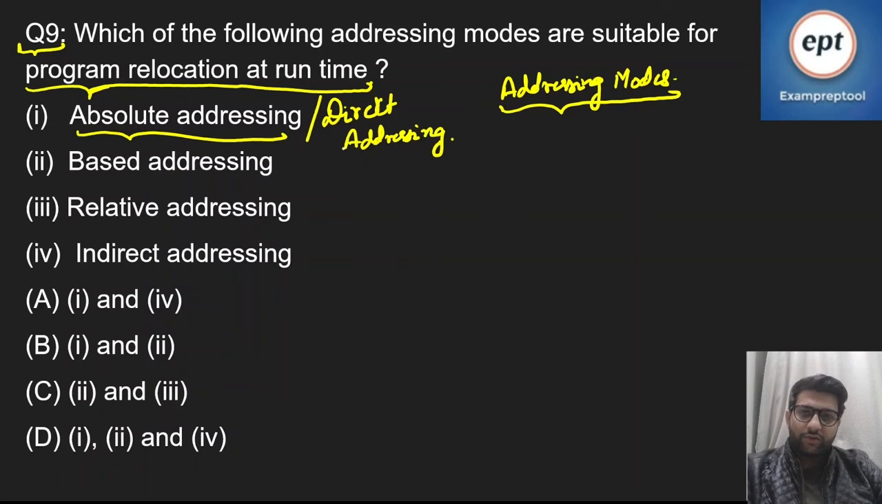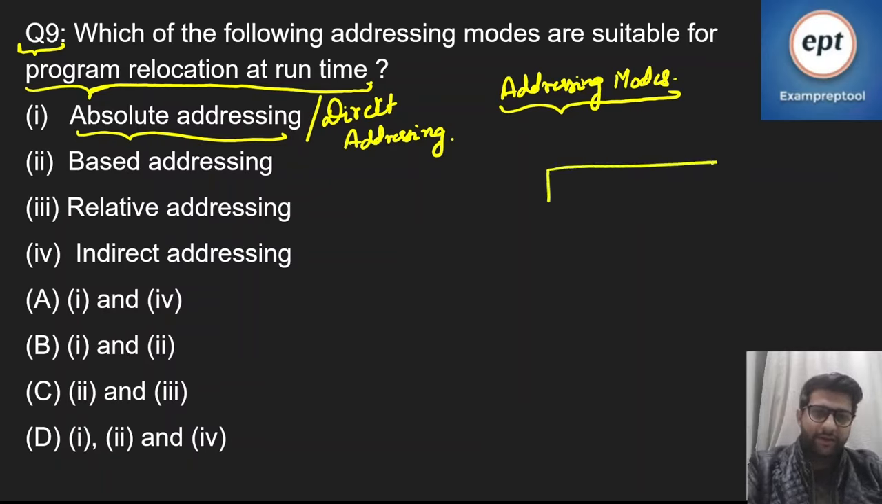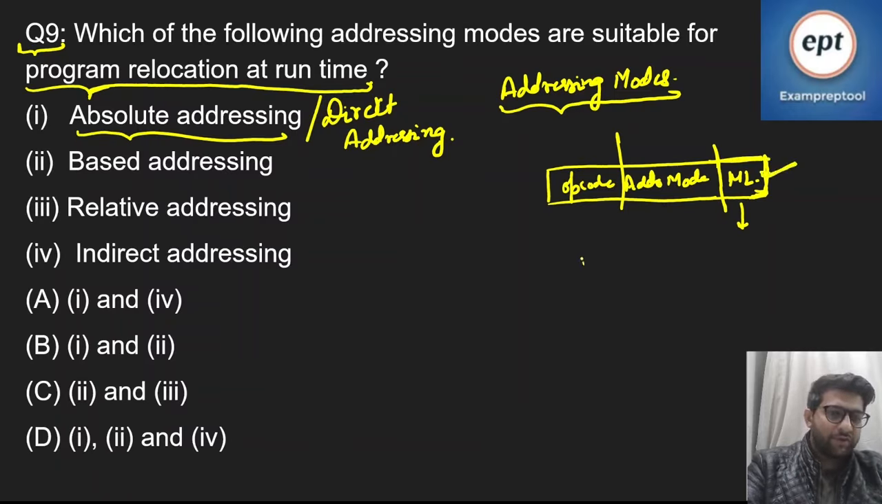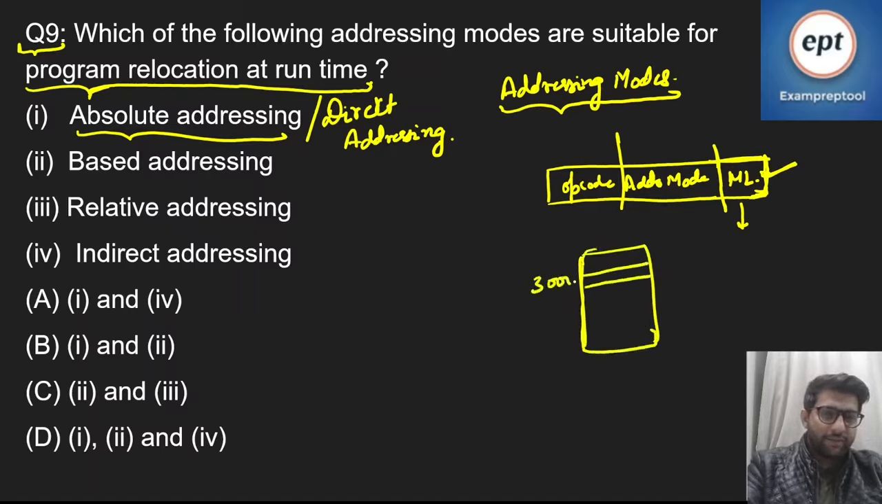So in this addressing, if this is our instruction, there will be an opcode, the code for the addressing mode, and the location. The location is the memory location where the operand is stored. Let's say this instruction is stored at memory location 3000, and the operand is stored at memory location 6000.